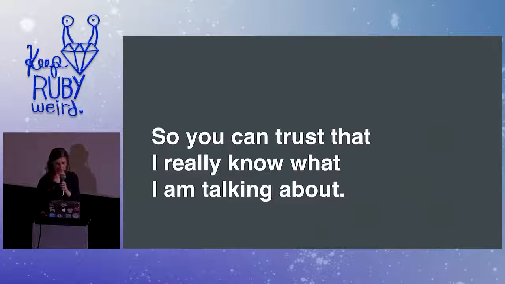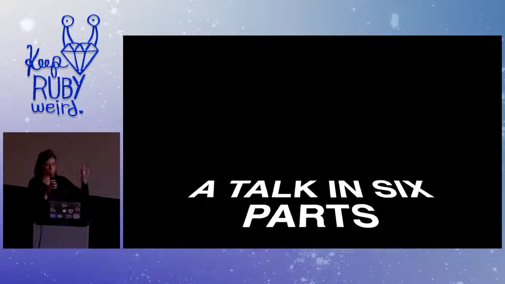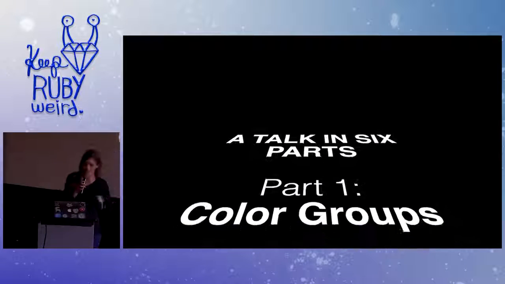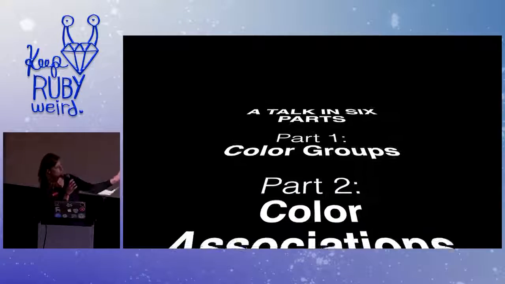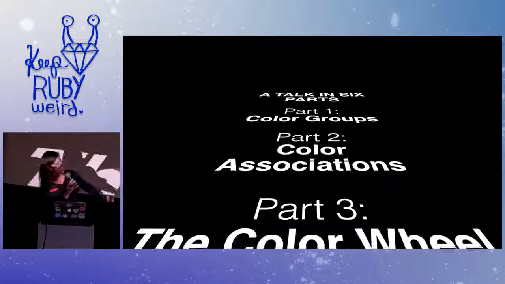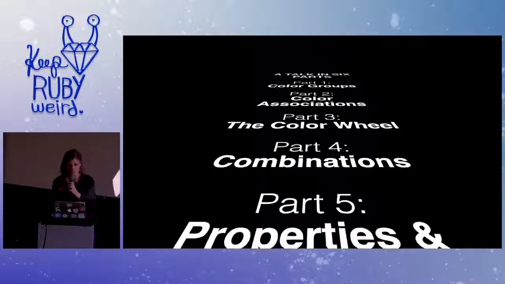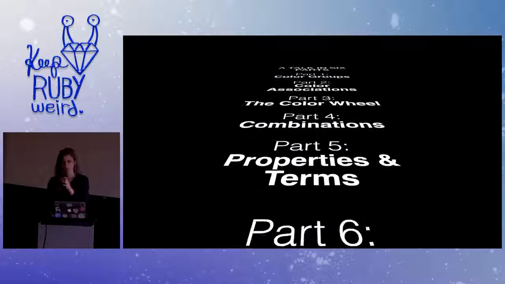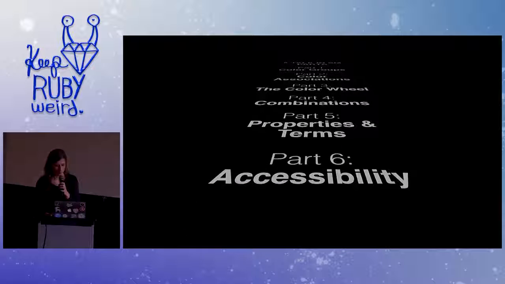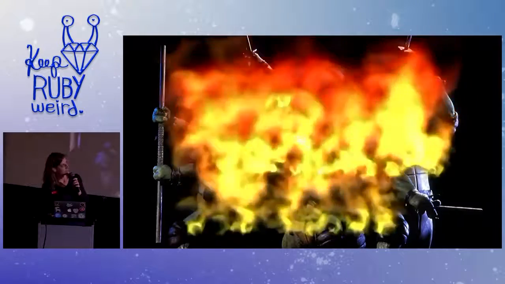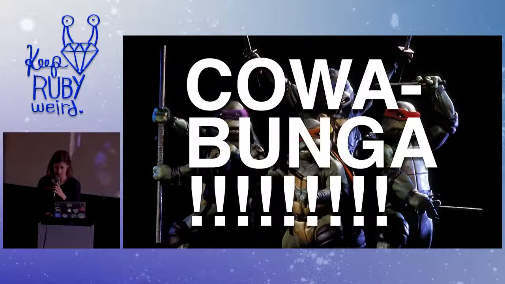Yeah, very trustable. So, this talk, we are going to be in 6 parts. We'll talk about color groups, color associations, the color wheel, we'll talk about color combinations, color properties and terms, and accessibility just a little bit because it's important. So, let's do this. Here we go.